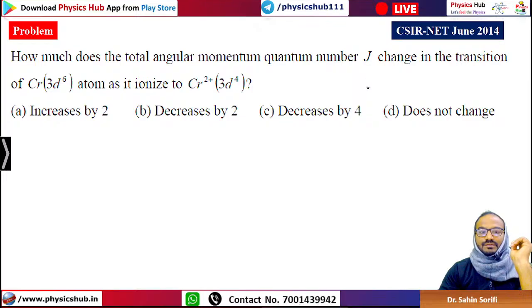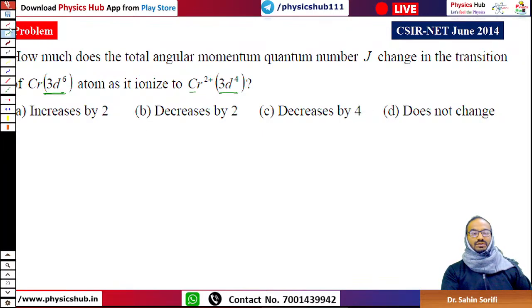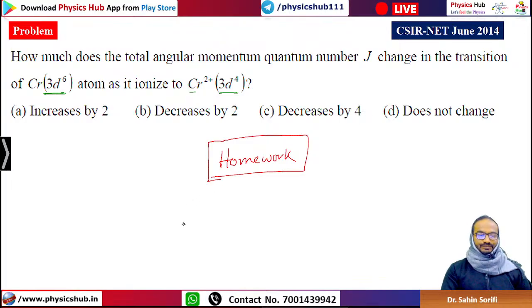One problem I'm giving you as homework. How much does the total angular momentum quantum number J change in the transition of the chromium 3d6 atom as it ionizes to Cr2+ 3d4? So you will do this at home. Simple question. You will try at home. We can discuss this in tomorrow's class. If you have any question, you can ask. Otherwise, we can wrap up the session here.